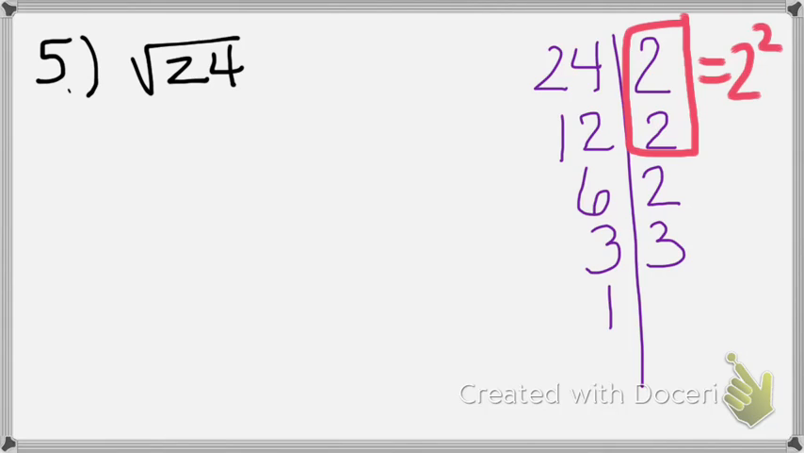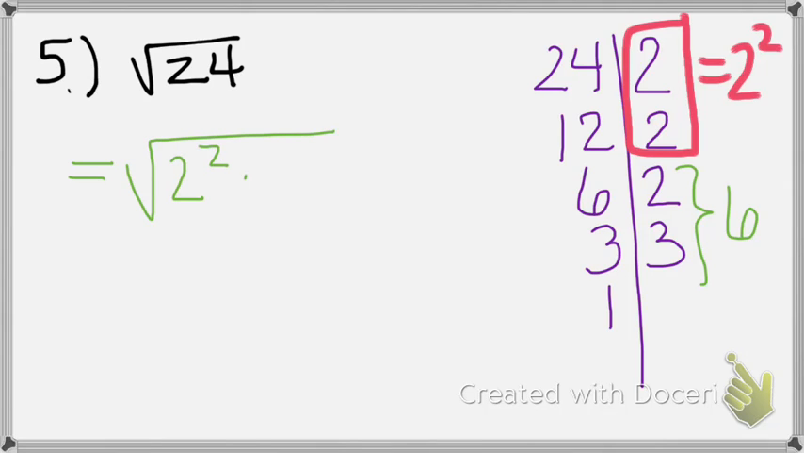Now, the question probably then is, what in the world am I supposed to do with this? These are not the same thing. So you're just going to take those two values, multiply them together, and you get 6. So you're going to rename this as 2 squared times 6. Okay, just stick with me. Just wait.